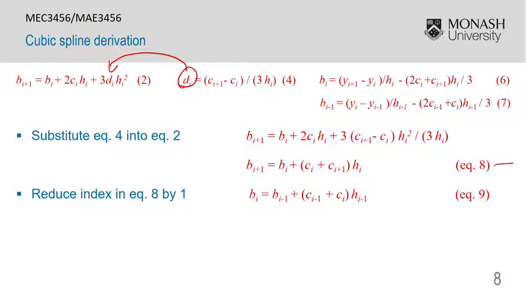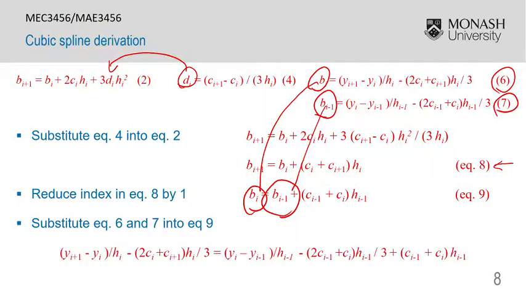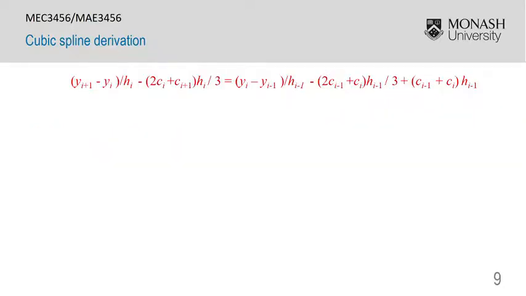Again, we can just reduce the index in equation 8 by 1. So we get a relationship now between b_i and b_{i-1}. We'll call that equation 9. If we substitute equation 6, equation 7 for b_i and b_{i-1}, and we substitute these things into equation 9, we get this expression here with y's and c's, and you can see we're now almost at the point we wanted to be at to begin with, where we have an expression that relates y's and c's together. So we'll just rewrite that at the top of the next page.